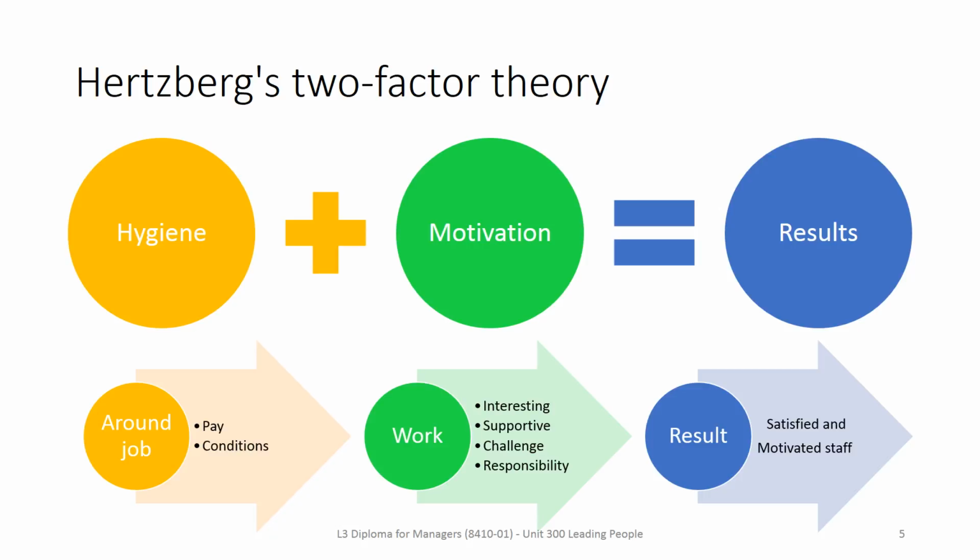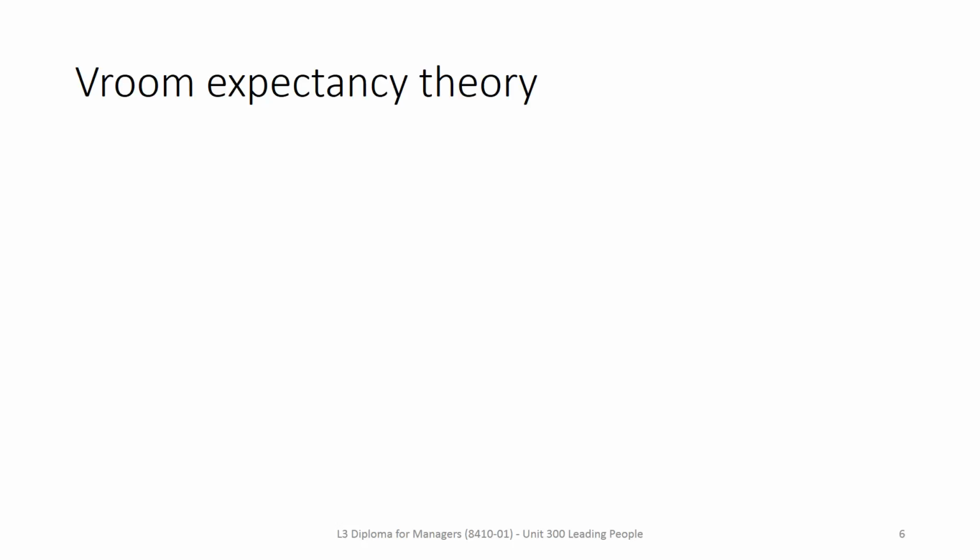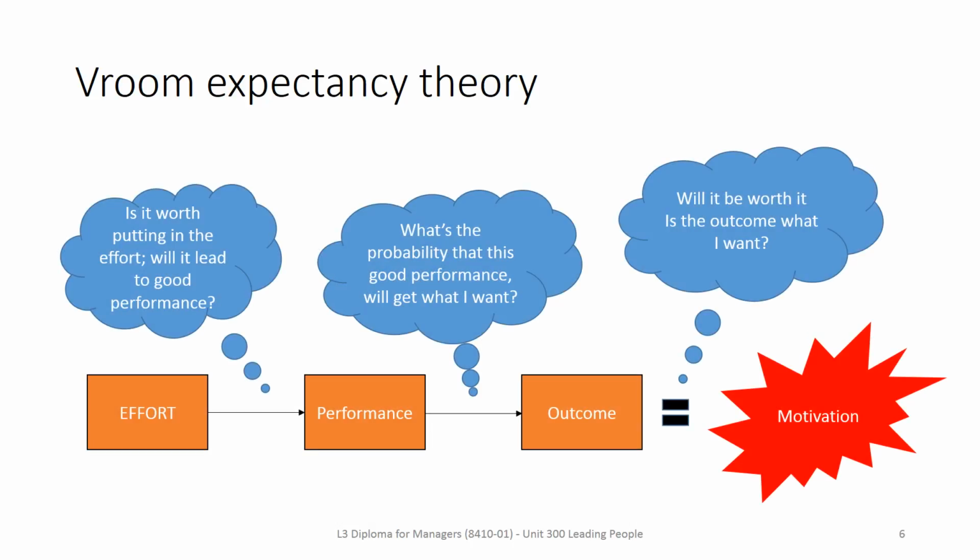Another thing is what people's expectancy level is. So Vroom's expectancy theory is another theory on motivation, which looks at, and as this graphic quite clearly shows, a calibration of the effort linked to the performance, linked to the outcome, causes the motivation. So for example, is it worth putting in the effort? Will it lead to good performance? What's the probability of that good performance leading to the outcome that I want?